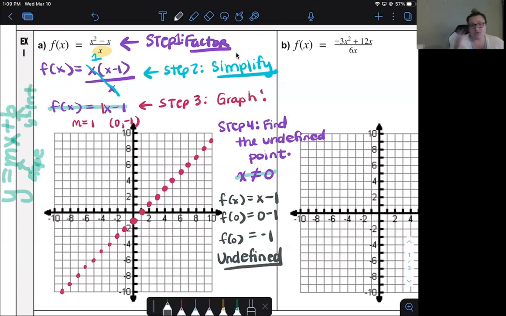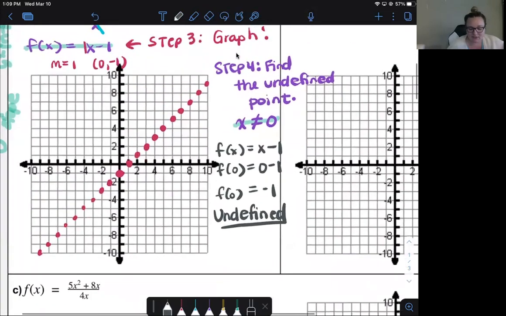I'm going to look for this word in any work that you submit for graphing these problems. So you want to label the point undefined. The X value we used was 0. The Y value we got was -1. So at (0, -1), we have an undefined point.